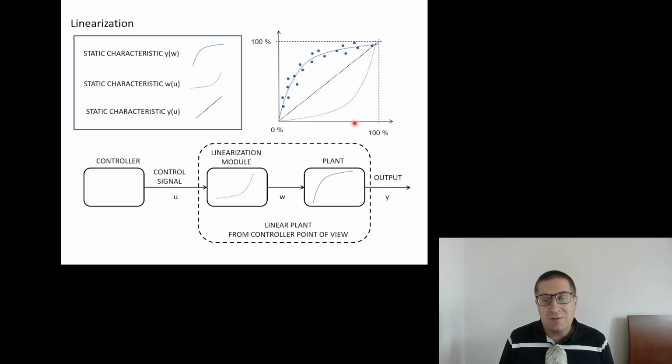The same here, if we know that the reaction of the plant is very gentle when we have high opening levels of the damper, we have to add some gain. We have to increase this control signal in order to see the reaction that is more or less linear from the controller point of view.